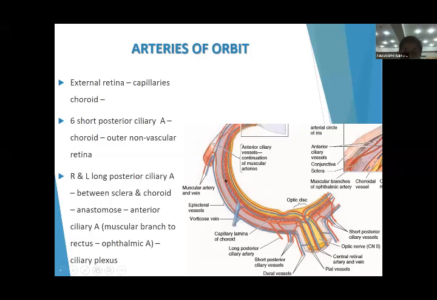अब ये जो long posterior ciliary artery है, they run anteriorly and they anastomose with the anterior ciliary arteries. अब ये anterior ciliary arteries क्या है? ये simply muscular जो arteries है ना, ये उनकी आगे से terminal branches है, और ये muscular arteries भी ophthalmic की branch है. ये ciliary plexus यहाँ पे बनता है, ठीक है. ये anterior ciliary vessels है सारी, इधर ciliary plexus बनेगा.